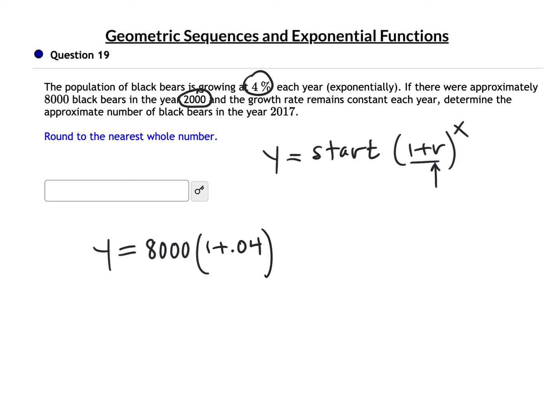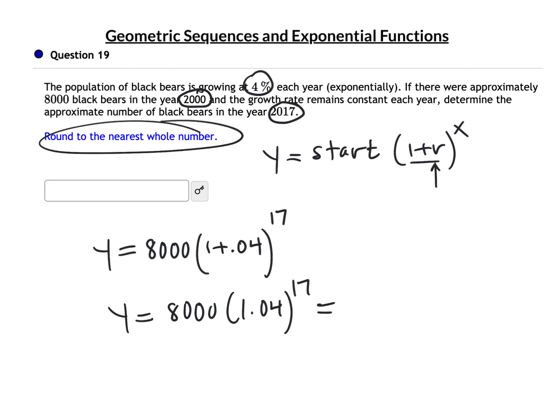This was beginning in 2000, and we're looking for 2017. That would be 17 years, to the power of 17. And I would just enter this in the calculator. 8,000 times 1.04 to the power of 17. The question says round to the nearest whole number. This ends up being 15,583 bears.